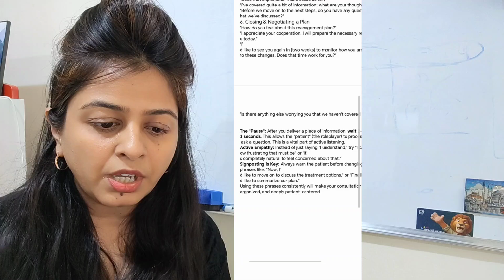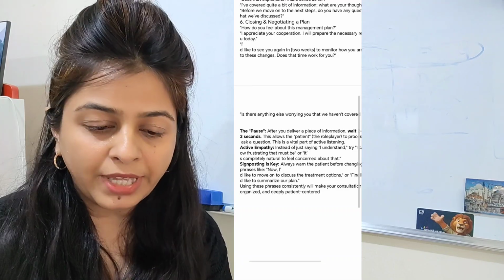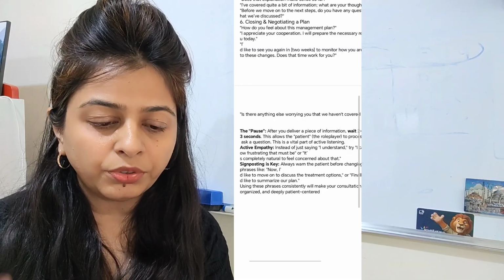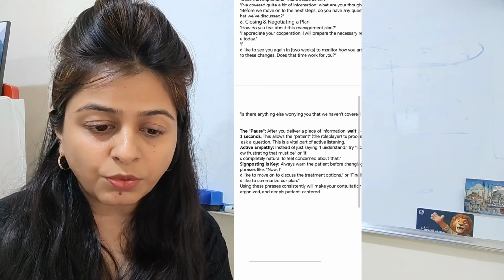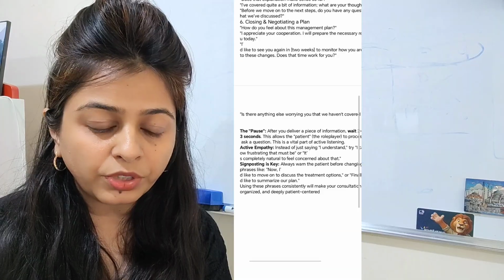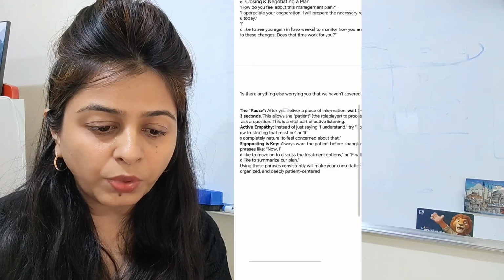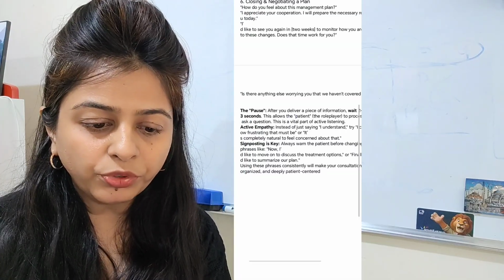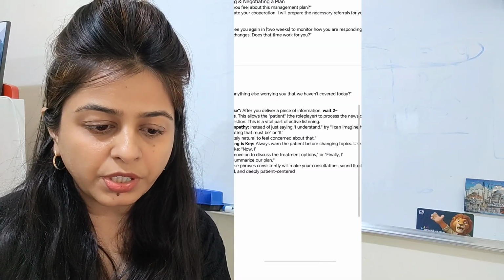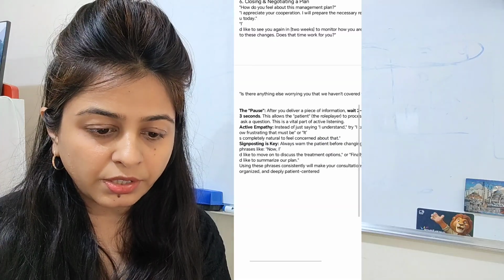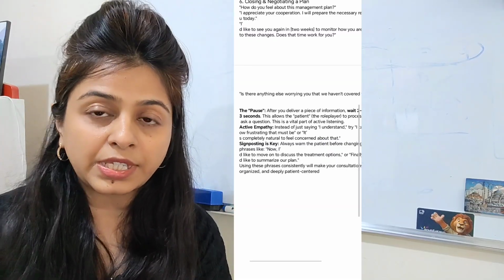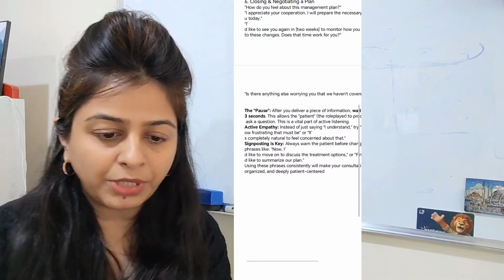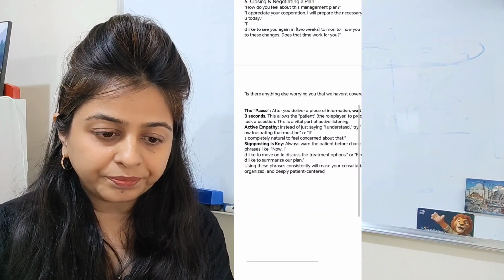And how to ask? If you have given some management plan to the patient, you can ask, does this explanation make sense so far? You can use this line as well: I have covered quite a bit of information. What are your thoughts on this? Before we move on to the next step, do you have any questions about what we have discussed? So this is how you check understanding. This is also one of the mark-gaining points in the communication and OET speaking task.